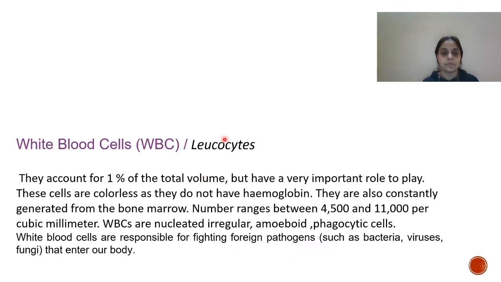Next, WBC, also called leukocytes. They account for 1% of the total volume of the blood, but they have a very important role to play. The cells are colorless as they do not have hemoglobin. They are almost constantly generated in the bone marrow. The number ranges from around 4,500 to 11,000 per cubic millimeter. They are nucleated, irregular, amoeboid, phagocytic cells. Their main function is to fight against foreign pathogens like bacteria, viruses, and fungi which enter our body.